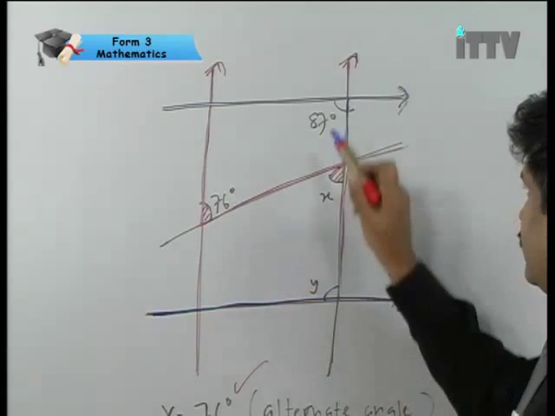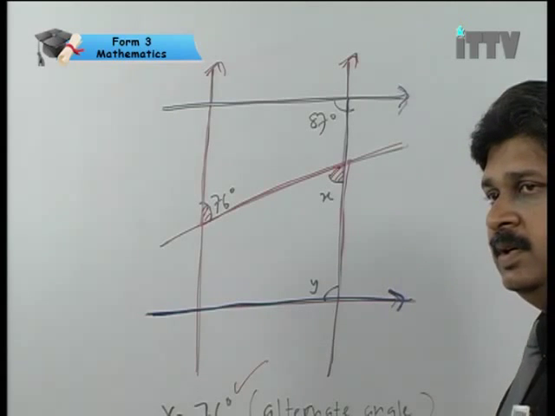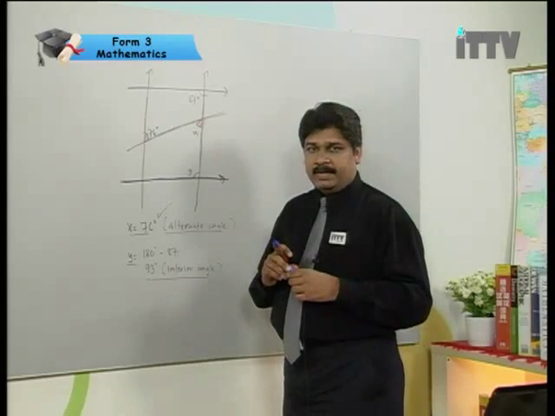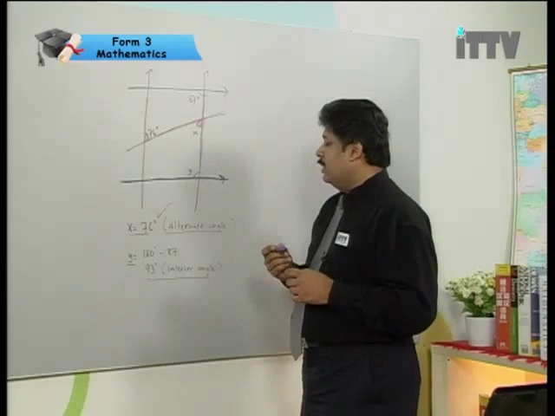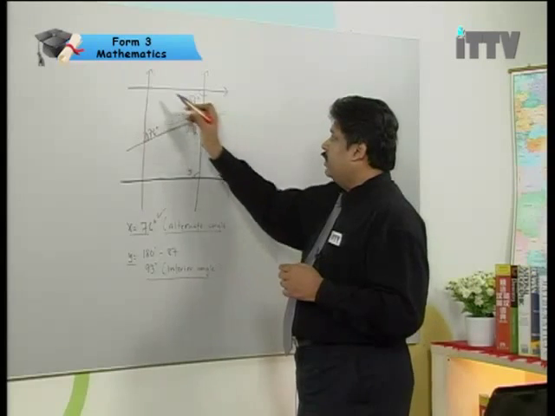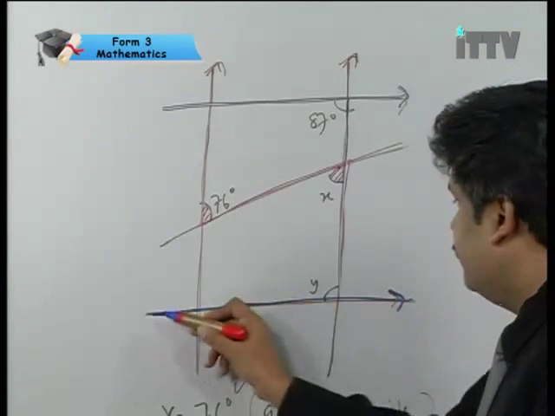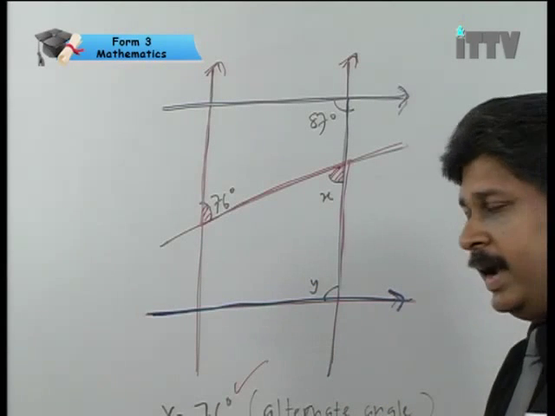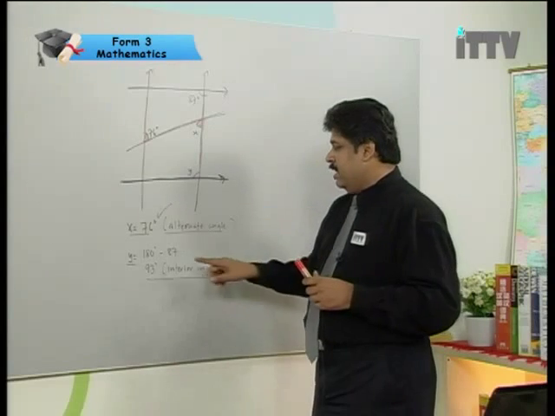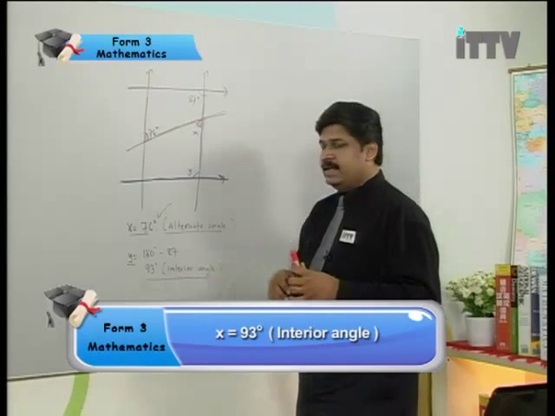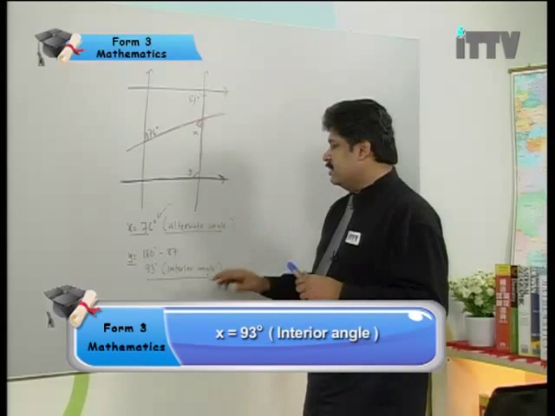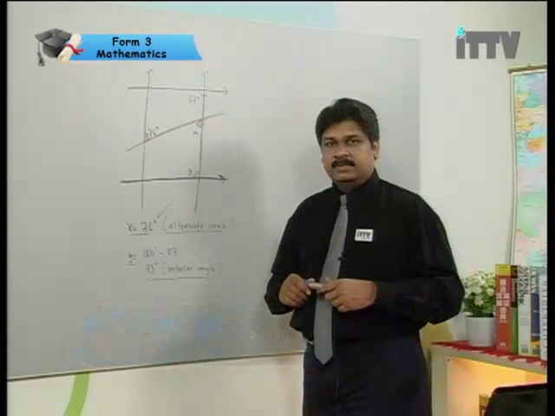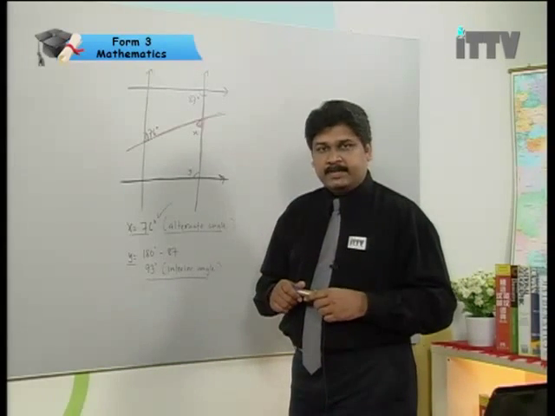So how is y related to 87? Are you able to guess the answer? Yes, I'm sure you're right. 87 and y are interior angles because they form a U-shaped pattern. And being an interior angle, in order for me to find the value of y, I take 180 degrees minus 87, I should obtain 93 degrees. The answer being both y and 87 degrees are interior angles. Let's move on to the next question.